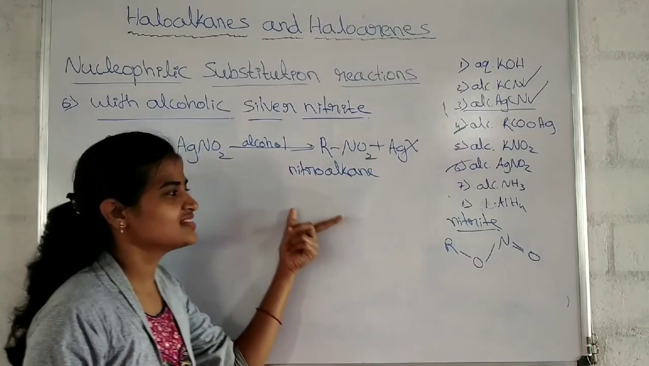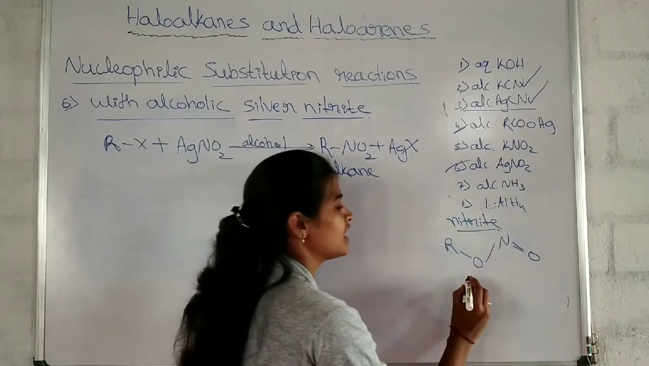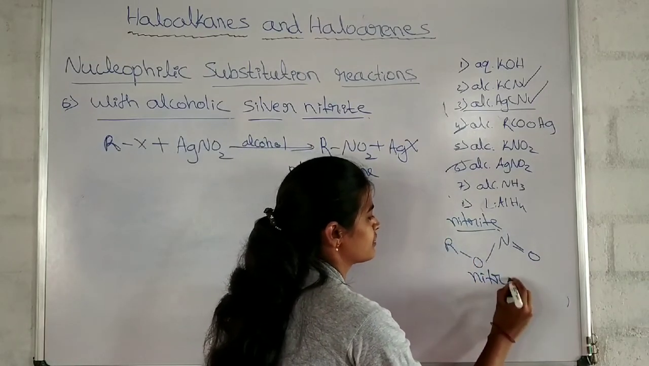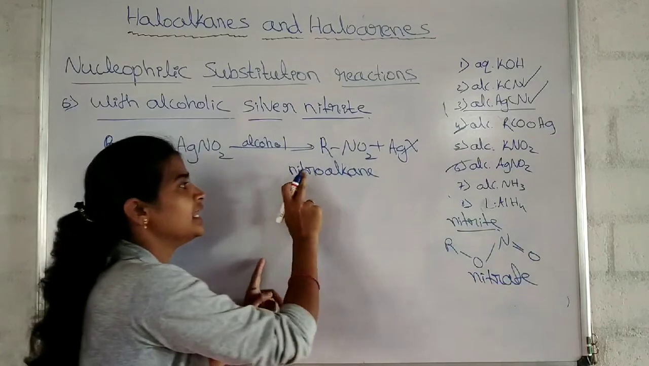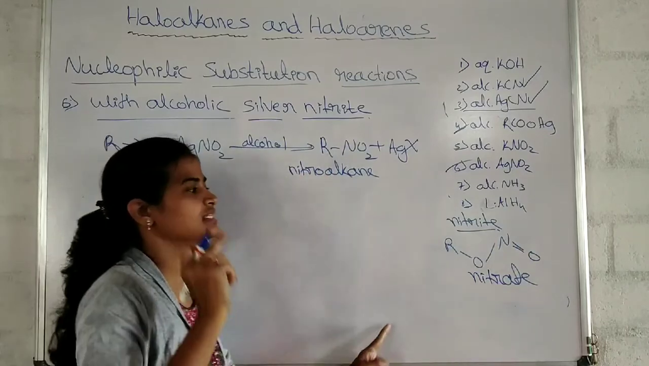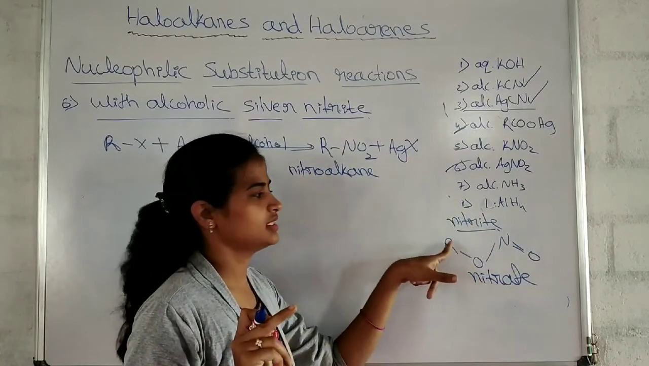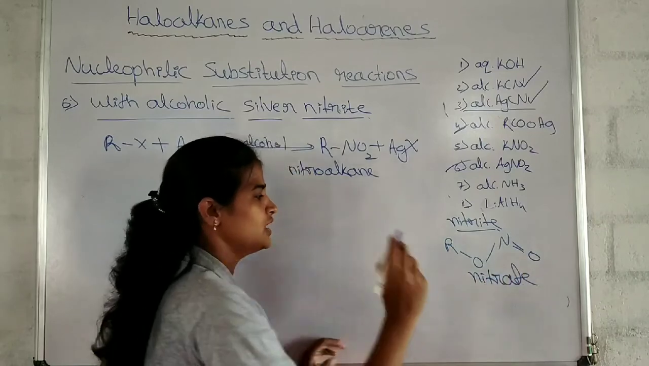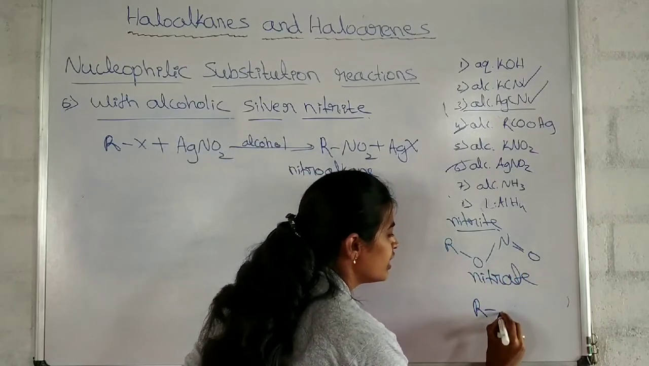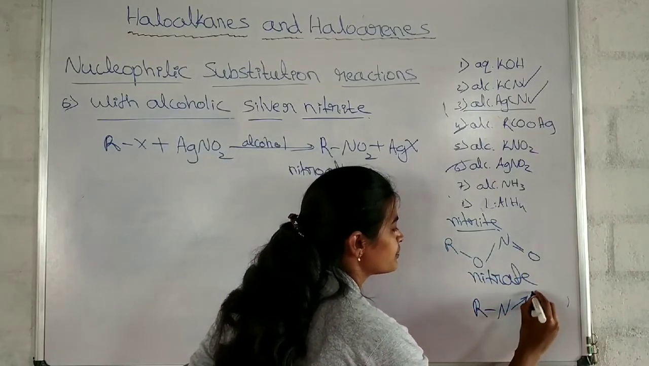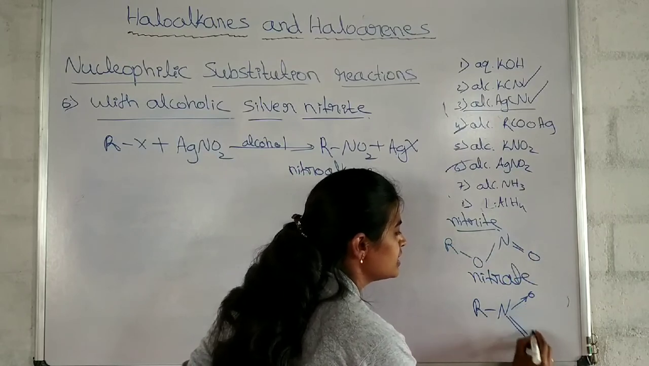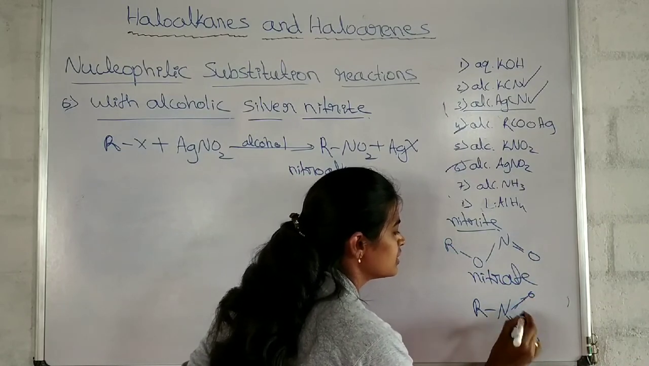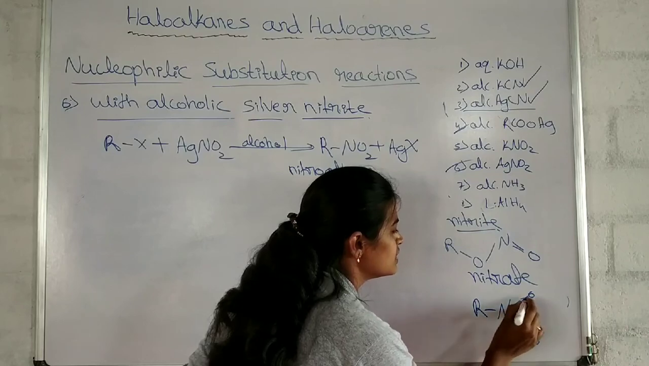No, there is a difference between nitrite and nitrate. Here nitro compound is formed. In the previous example, nitrite is formed. This is the structure of nitrite. But in the nitro compound, N is directly attached to carbon. I mean, there will be a resonance between these two bonds.